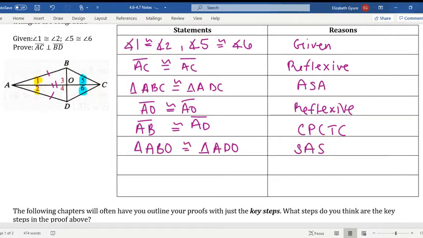Now, what can I say about angles 3 and 4? If I know the full triangles are congruent, what can I say about 3 and 4? Yeah, we'll say they're congruent by CPCTC. So angle 3 is congruent to angle 4 by CPCTC. If 3 is congruent to 4, don't we have congruent adjacent angles? Which technically means they're 90, right? Which implies that we'll have perpendicular lines. That's our perpendicular lines theorem. Congruent adjacent angles make perpendicular lines. So then we can say that segment AC is perpendicular to segment BD.